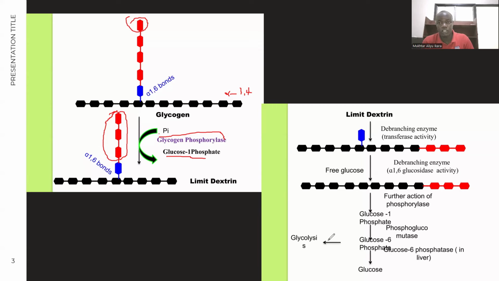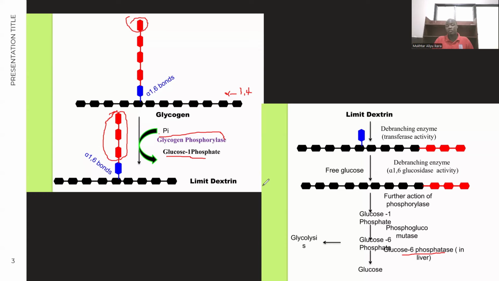Sorry, in the muscles, it will undergo glycolysis, while in the liver, it will be converted into free glucose using the enzyme glucose 6-phosphatase. So this is how glycogenolysis takes place. First, the glucose will be removed at a branching point. Then the next thing is to remove the remnant glucose at the branching point and transfer it to the alpha 1,4 linear direction.